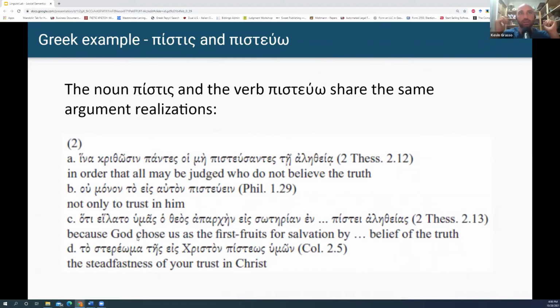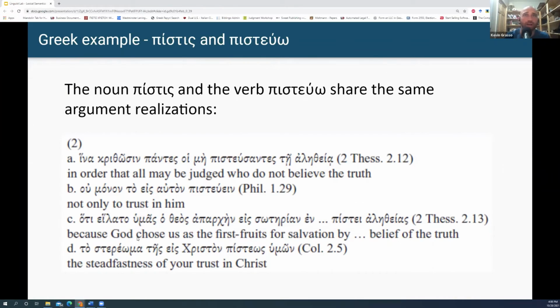So I believed in the president. I believe the president. I have belief in the president. My belief of the president is strong, or something like that. So you can replace the noun with a verb and vice versa. So these are just some examples of how you can do the same thing with pistis and pisteuo.